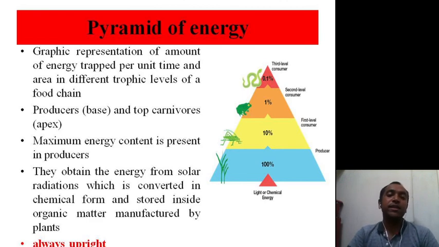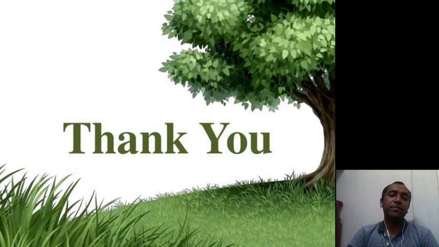So maximum energy content is present in producers, which obtain the energy from solar radiation, converted into chemical form and stored inside organic matter manufactured by plants. From there, 10% of the energy will be transferred. So this was all about ecological pyramids.